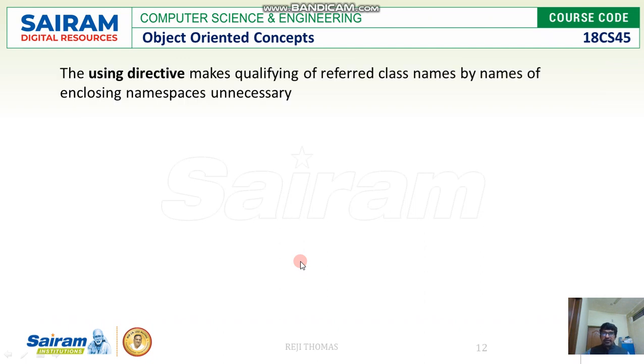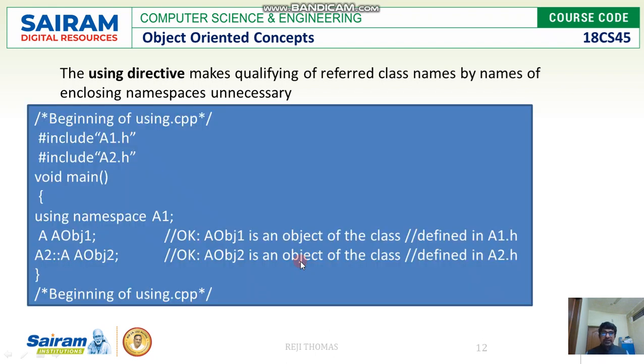There is another way of using namespaces. We call it the using directive. Let us see an example for this. Here also we have included two header files, one is a1.h, the other one is a2.h, and this is my main function, where you can find the keyword using, again a keyword like namespace. So we call it the using directive.